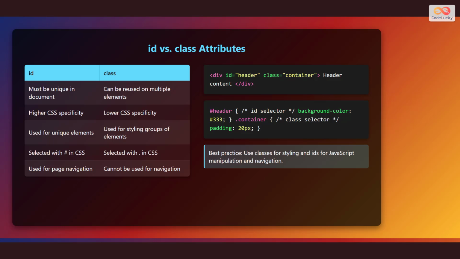It's important to understand the difference between ID and class attributes in HTML. The key difference is that IDs must be unique within a document, while classes can be reused on multiple elements. ID selectors also have higher specificity in CSS compared to class selectors. IDs are typically used for unique elements or for JavaScript manipulation, while classes are used for styling groups of elements. Also, ID can be used for page navigation, but class cannot be used for navigation. As a best practice, use classes for styling and IDs for JavaScript manipulation and navigation.